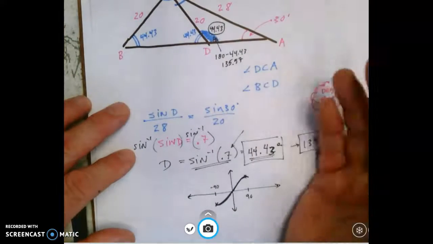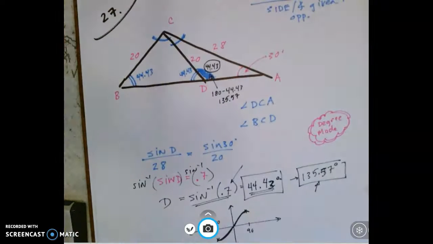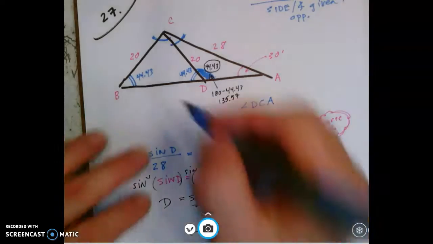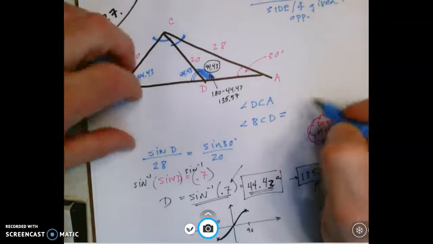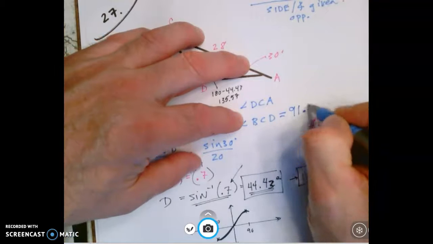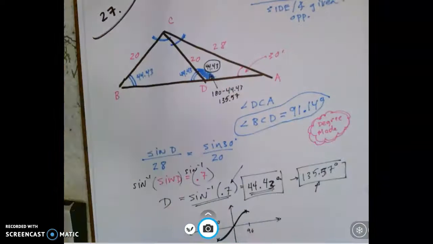And lastly, now we can figure this whole thing out. When we subtract 180 minus those two values, this value, angle BCD, equals 91.14 degrees. That's the first one, okay?